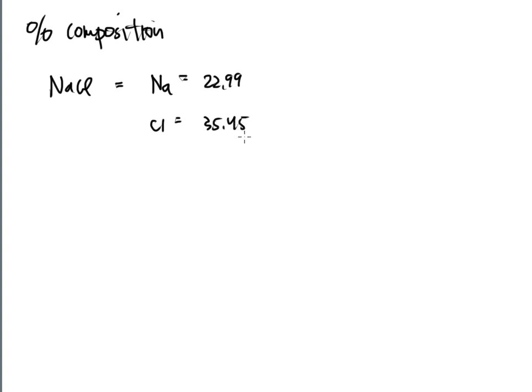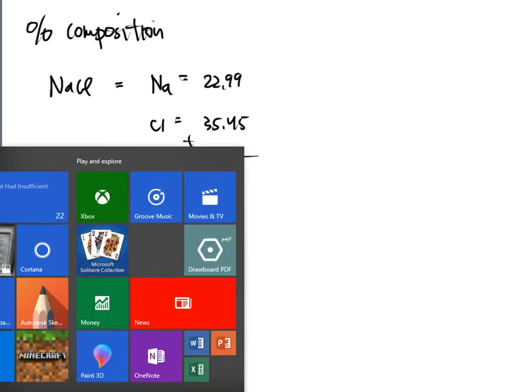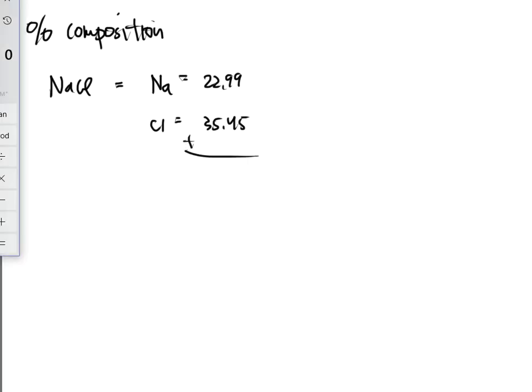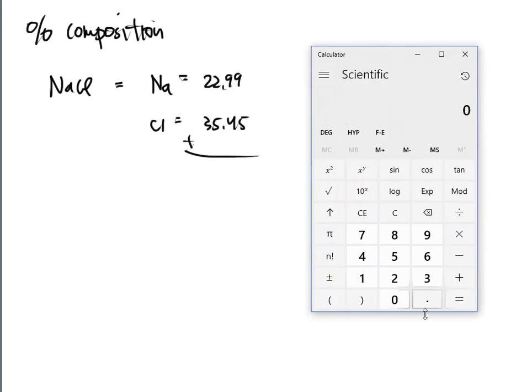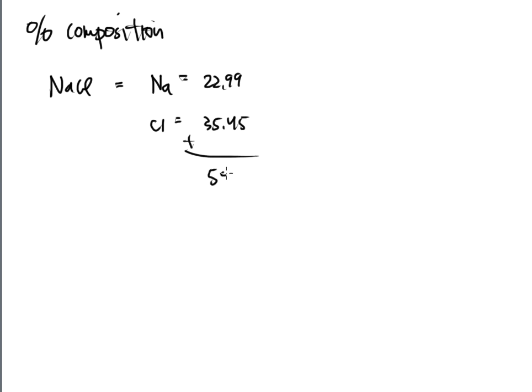Well, if there were subscripts there, we would multiply by subscripts. You know the drill, right? We did this in formula weight. And then we're going to add these two things up. So I'm going to pull up the calculator just so you can kind of follow along and know where these numbers are coming from. So 22.99 plus 35.45 equals 58.44. So 58.44 is the formula weight for the compound.